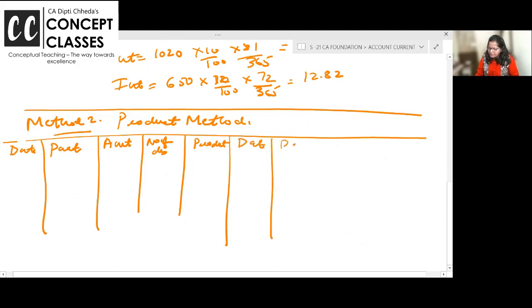Date, particulars, amount, number of days, and product.